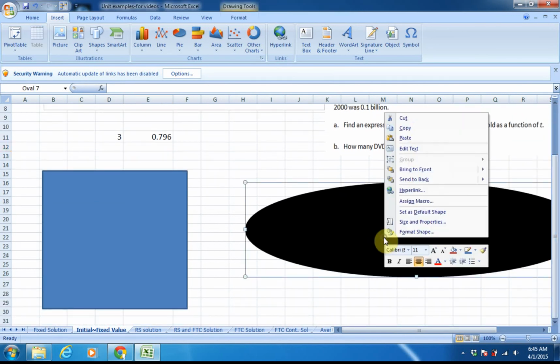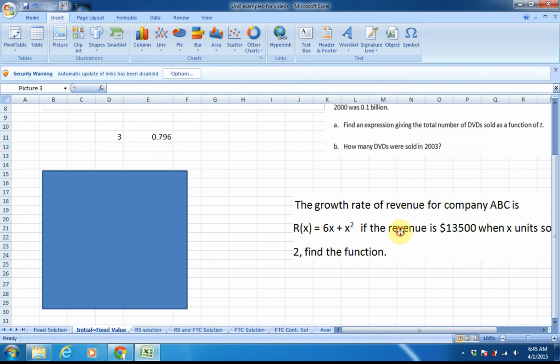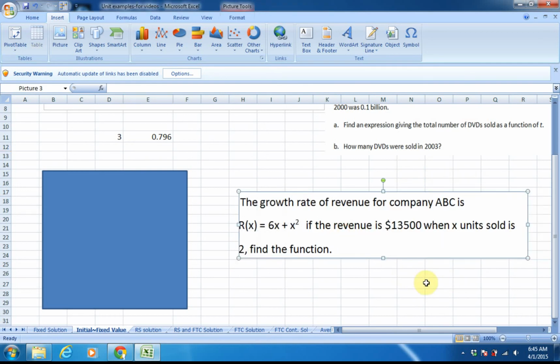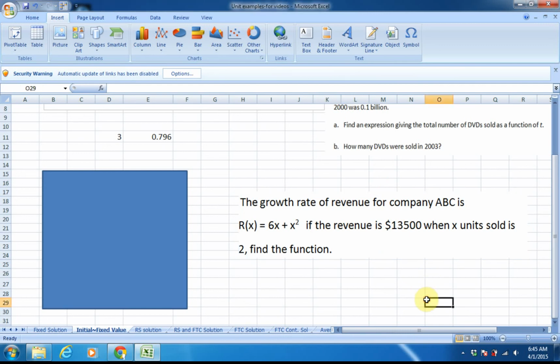The second one that I have here is the growth rate of revenue for company ABC is R of x equal to 6x plus x squared. If the revenue is $13,500 when x units sold is 2, find the function. The wording's a little bit off there, but I think you get the general idea. So again, the growth rate of revenue. Even though I don't use the prime symbol there, I've said growth rate. So that means I've given you the derivative.